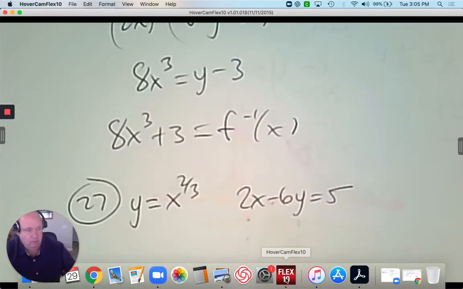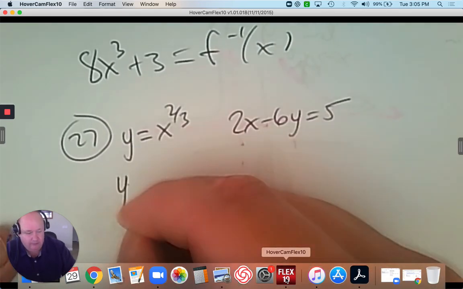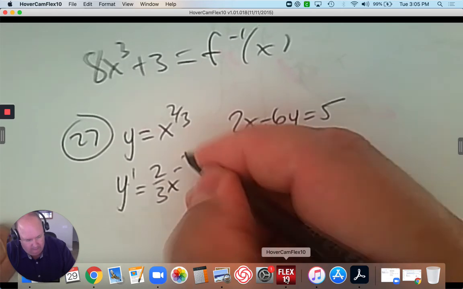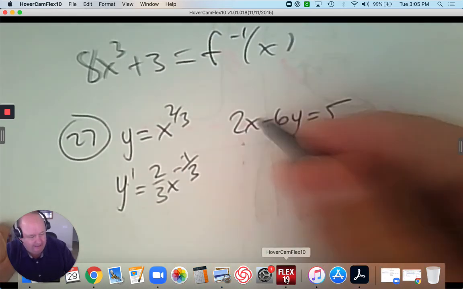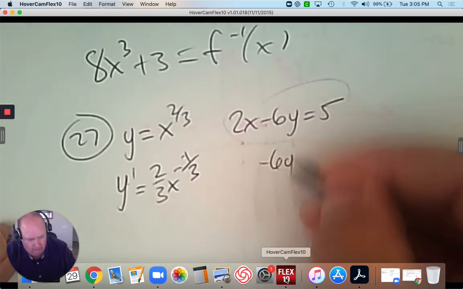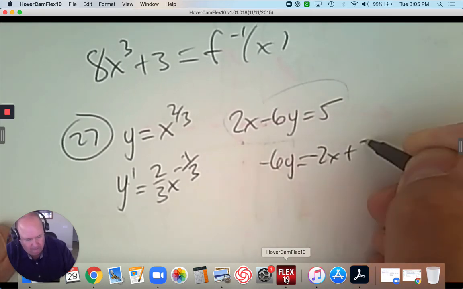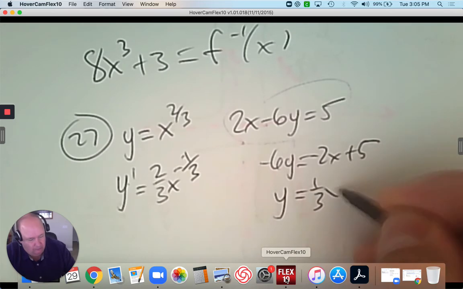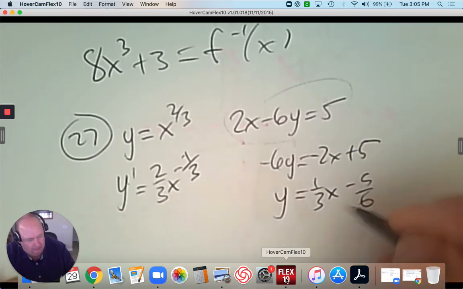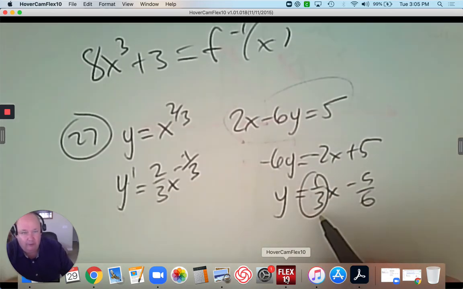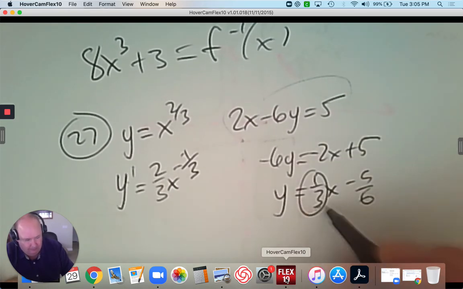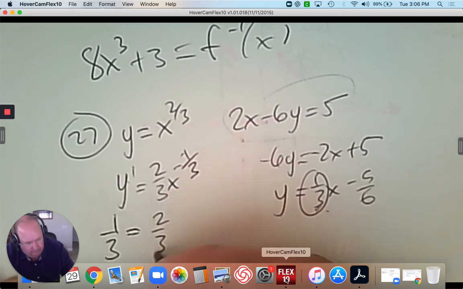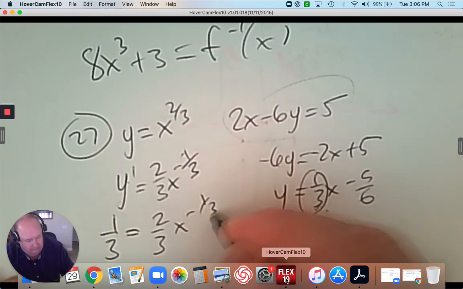So I need to take that derivative. That's what tangent means. That's 2/3 x to the -1/3. And I need to know the slope here. So I'm going to subtract 2x and divide. So when I divide by -6, really all I cared about was this right here, the slope, which is 1/3. So parallel means the same slope. So take the derivative, make it equal to 1/3. And now you're going to solve this for x.